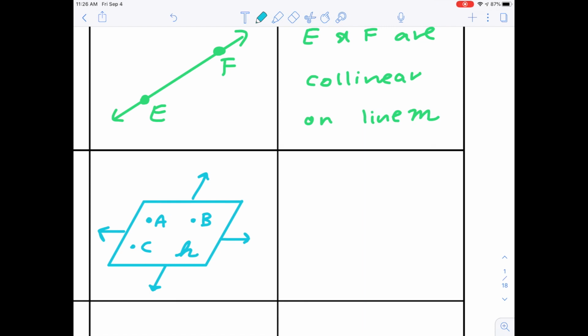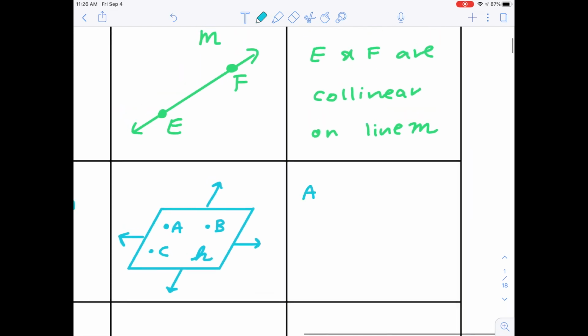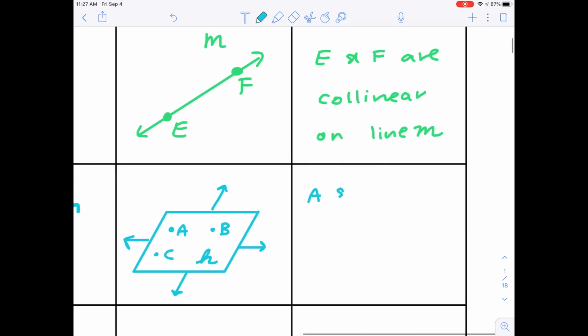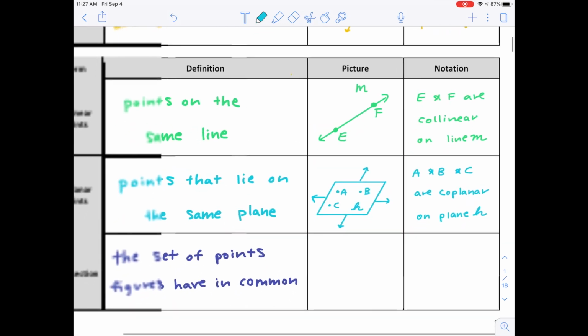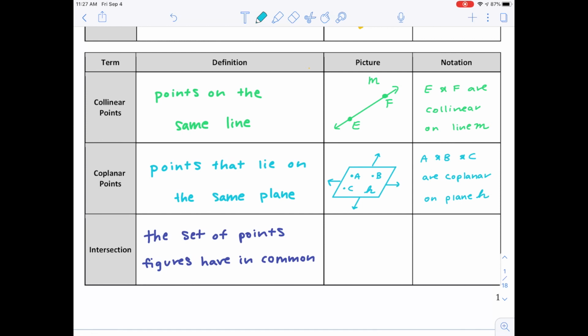All you would do for coplanar is you'd say, okay, well, here's my plane H. What points are on the plane? Oh, A and B. You could also say A and B and C. You know, any points that are on the same plane are coplanar. So A and B or A and B and C are coplanar. Where are they coplanar? They're on the plane, coplanar on plane H. There we go. So again, co just means sharing. They're sharing a line, they're sharing a plane.